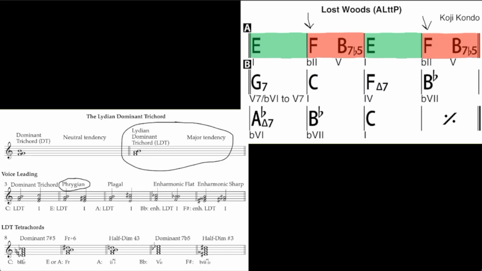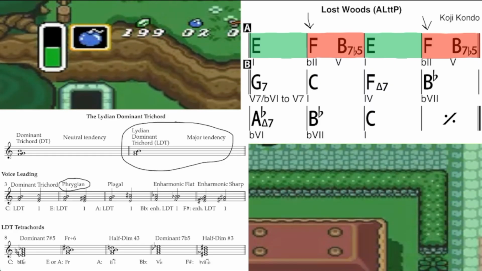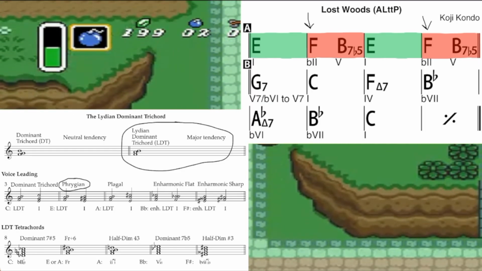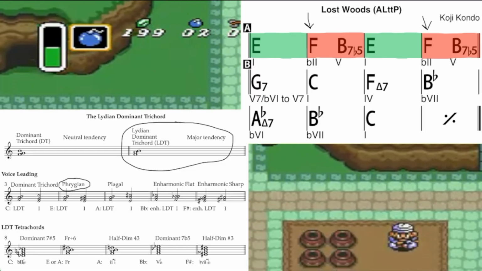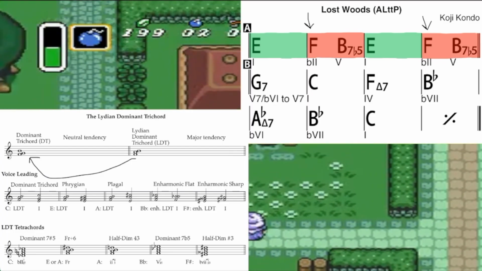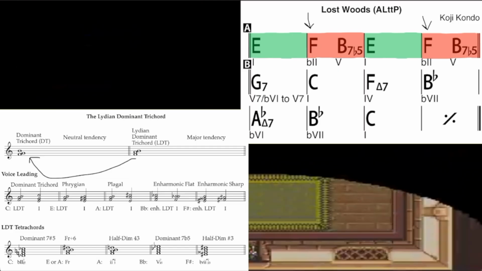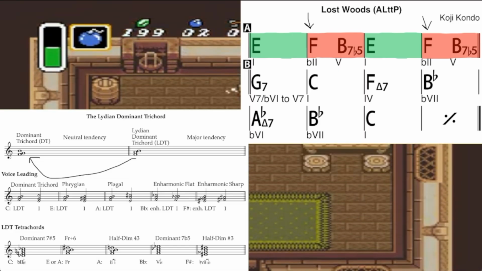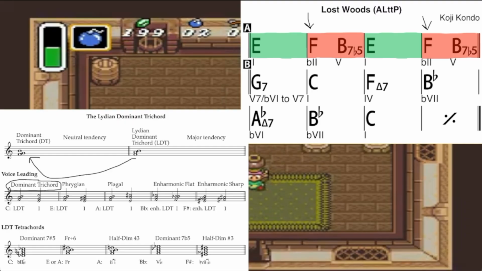And this feels like a flat 2 to 1. That flat 2 to 1 resolution is called a Phrygian resolution. So then, what Koji Kondo does is he takes the Lydian dominant trichord and he turns it into a dominant trichord. And then he resolves it like a dominant trichord.